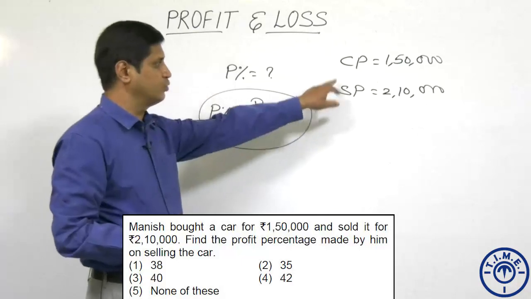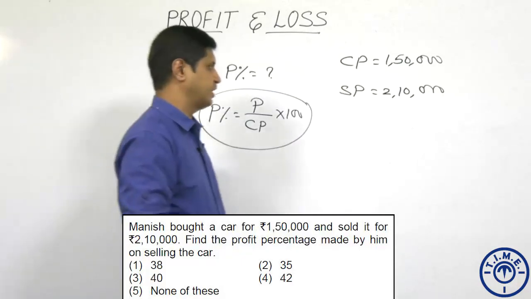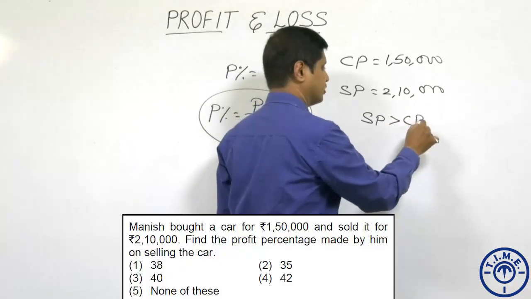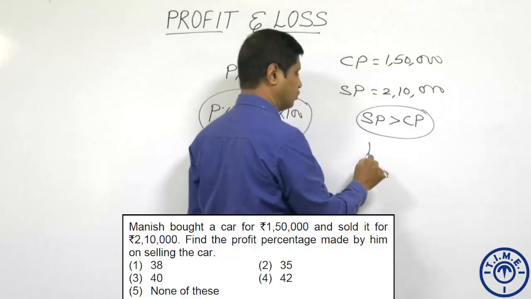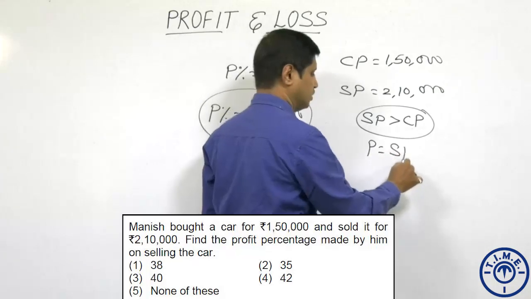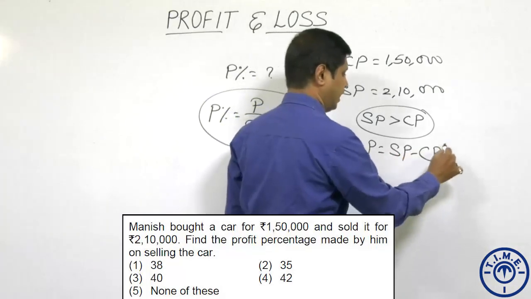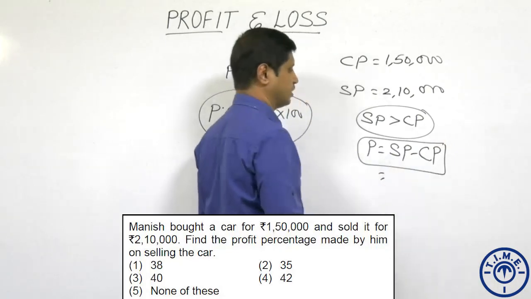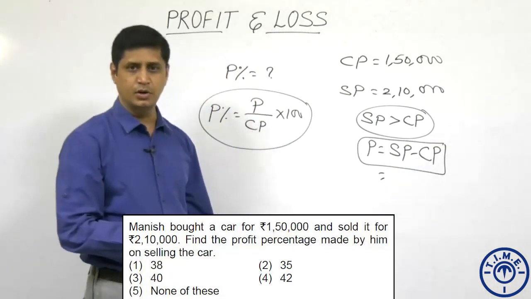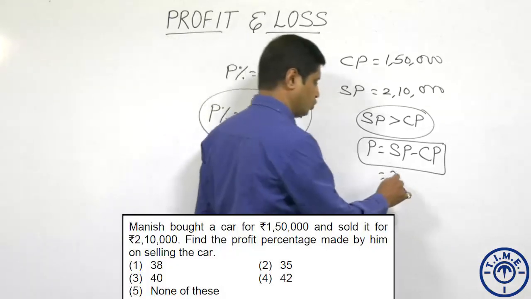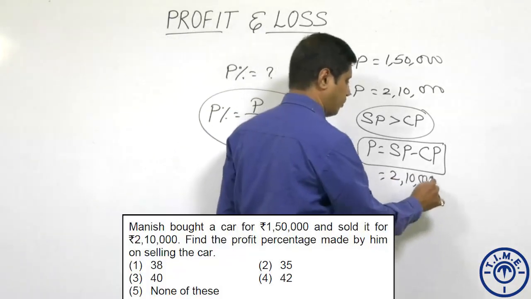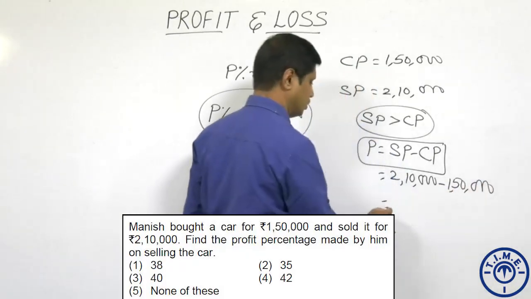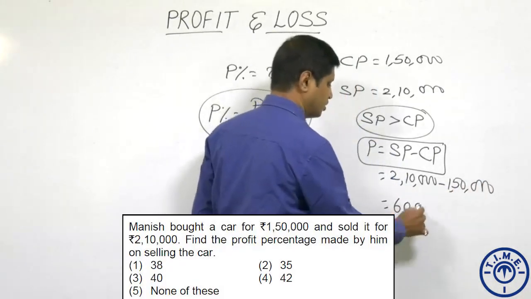Now if you observe the values of CP and SP, cost price and selling price, the selling price is more here. The selling price being more results in a profit value. So how to find the profit value? Just the difference of the CP and SP. Now what is the CP value? It is 1,50,000 and the selling price 2,10,000. So 2,10,000 minus 1,50,000, the difference in these two is rupees 60,000.